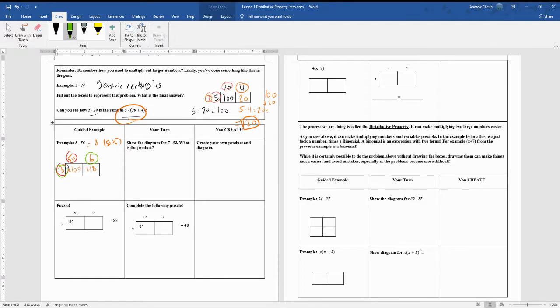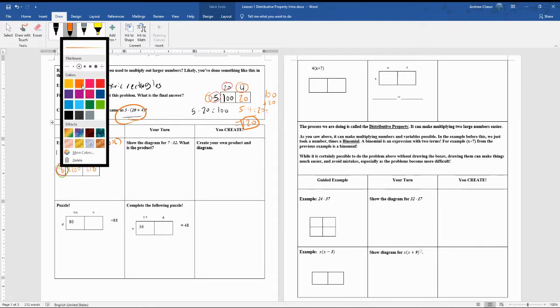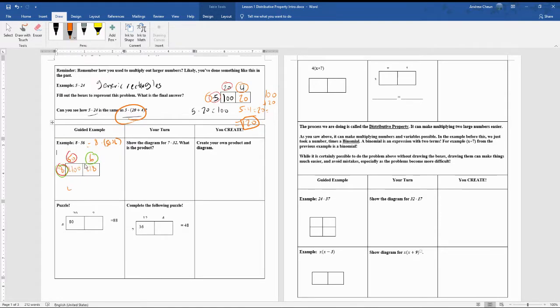Now my last step here is we got to add these two together. So we have in the middle 400 plus 48. And when we add these two numbers together, we do get a total of 448. Let me tidy this up a little bit too. So 448 is the answer here.